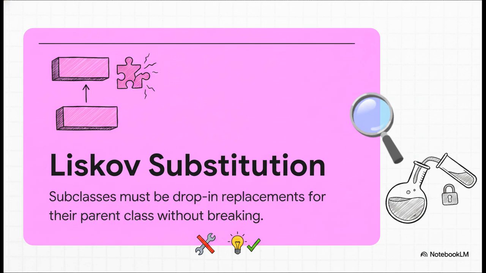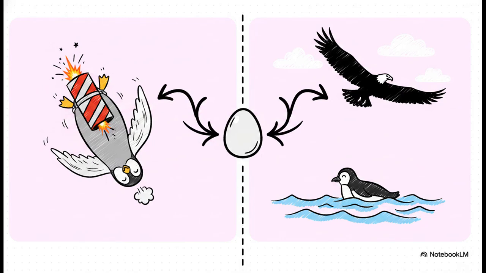If your subclass overrides a method just to throw an exception saying, not supported, you've got an LSP violation on your hands. Think about this classic runtime bomb. We have a penguin that extends bird. But penguins can't fly, so the developer lazily overrides the fly method to throw an error. Later on, some innocent loop tries to make a flock of birds fly, hits the penguin, and bam, crashes the entire app.